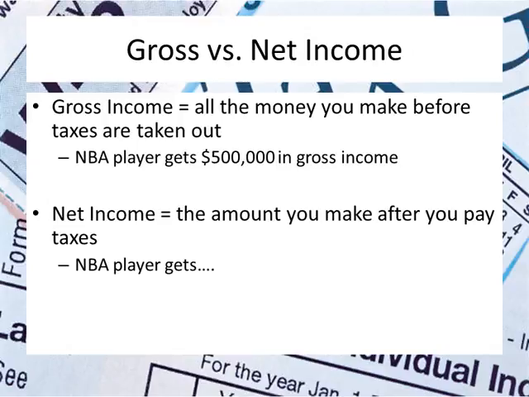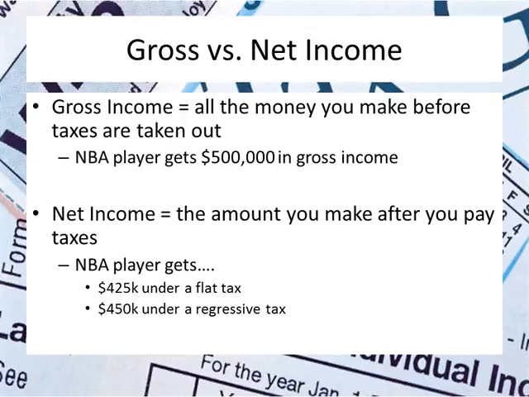So he's got a few different levels. The NBA player gets $425,000 under a flat tax because under the flat tax he paid $75,000. So $500,000 minus $75,000 means he gets to take home $425,000. Not bad. Under the regressive tax, he gets to bring home $450,000. $500,000 minus $50,000 in the regressive tax system means he gets $450,000 to take home. And finally, under the progressive tax system, he only gets to keep $300,000 because $500,000 minus $200,000 equals $300,000.